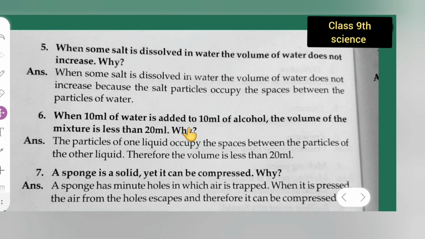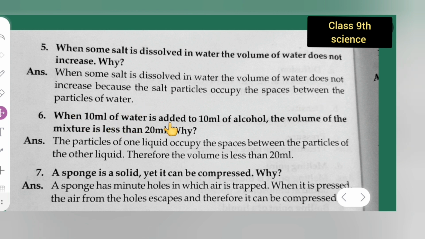Okay. Moving towards the next question: why, when some salt is dissolved in water, does the volume of water not increase? When some salt is dissolved in water, the volume of water does not increase because the salt particles occupy the space between the particles of water.